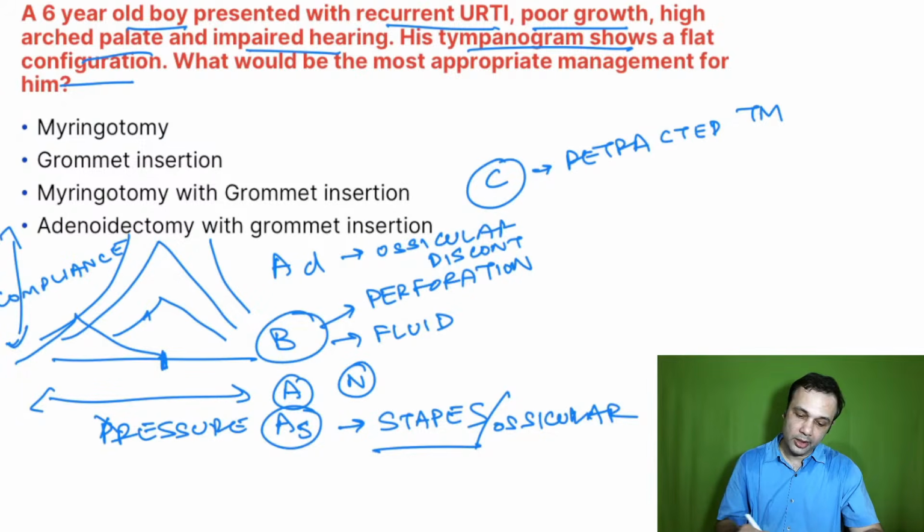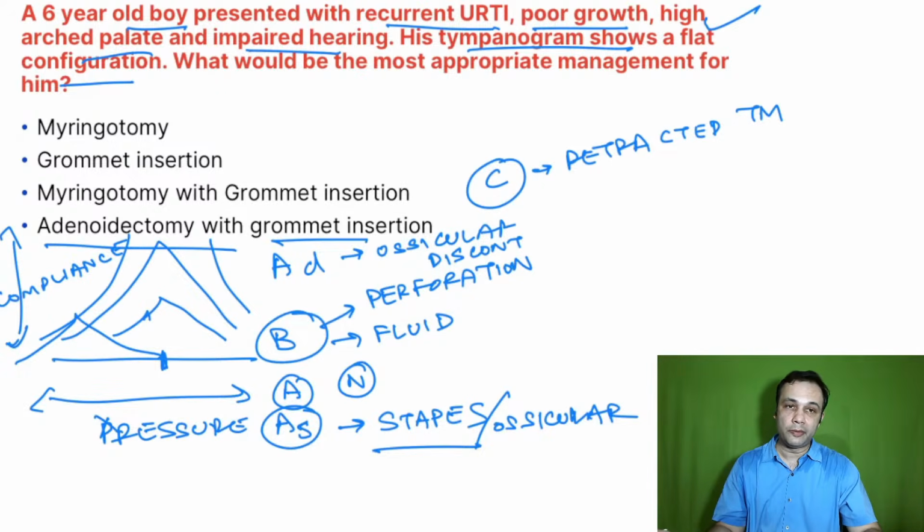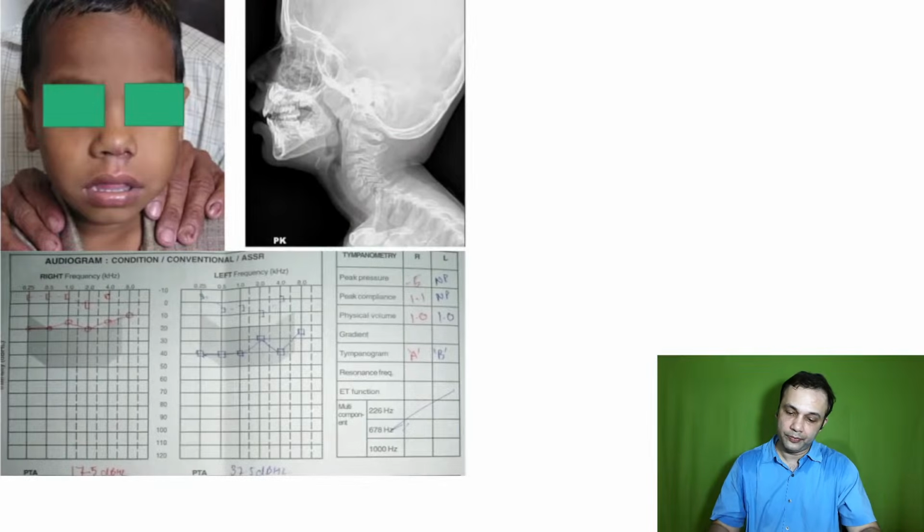Yes, Stardust, adenoidectomy with grommet insertion is the right answer here, because flat curve means fluid in the middle ear. You have to drain the fluid. So you do a myringotomy along with the grommet insertion. When you do a myringotomy with the grommet insertion, it should be in the antero-inferior quadrant. In acute suppurative otitis media, the incision is a curvy linear incision from the postero-inferior to the antero-inferior quadrants.